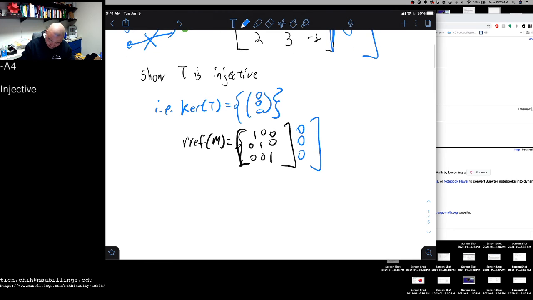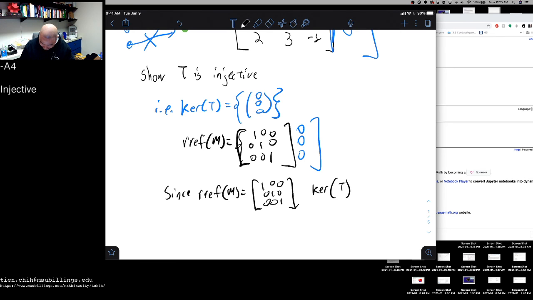So what I can say is that since the reduced row echelon form of M is 1, 0, 0, 0, 1, 0, 0, 0, 1, the kernel of T is just the 0 vector, and T is injective.